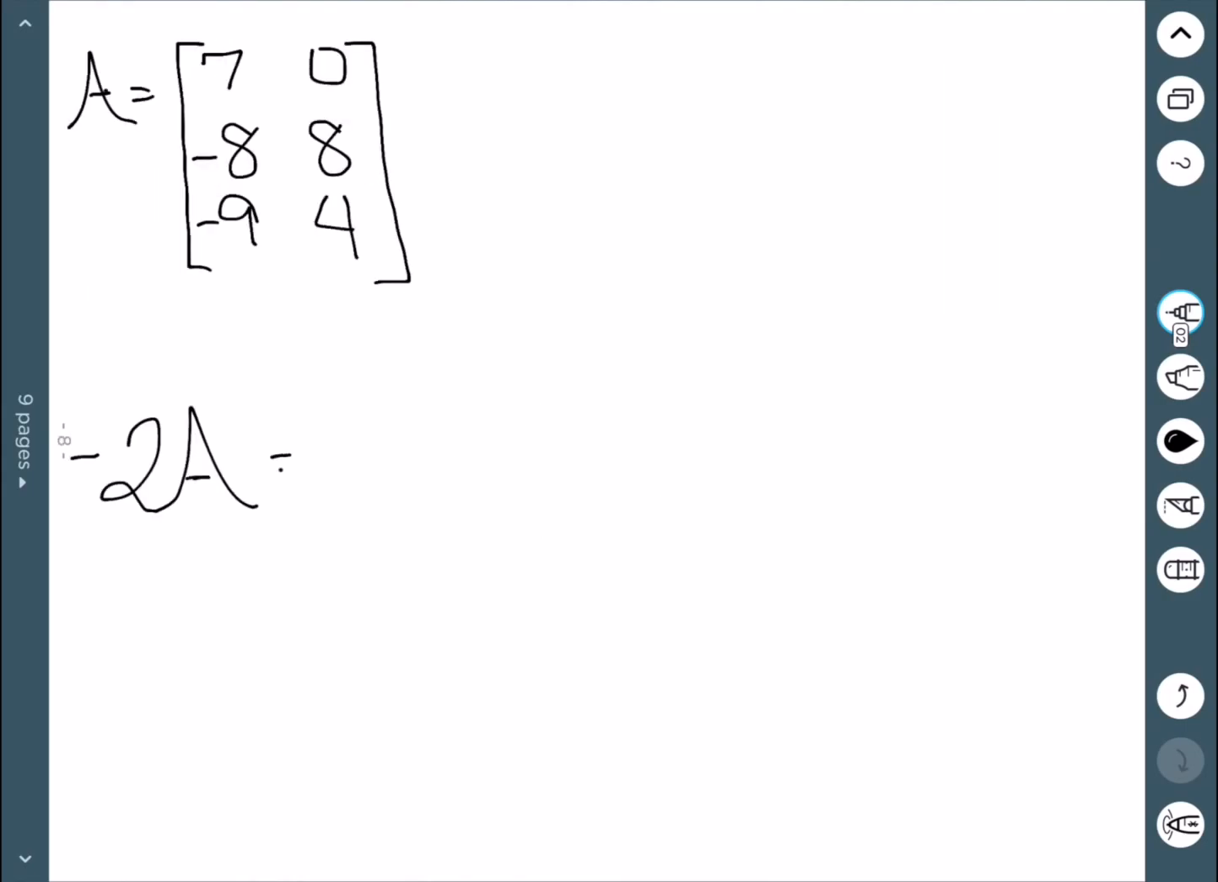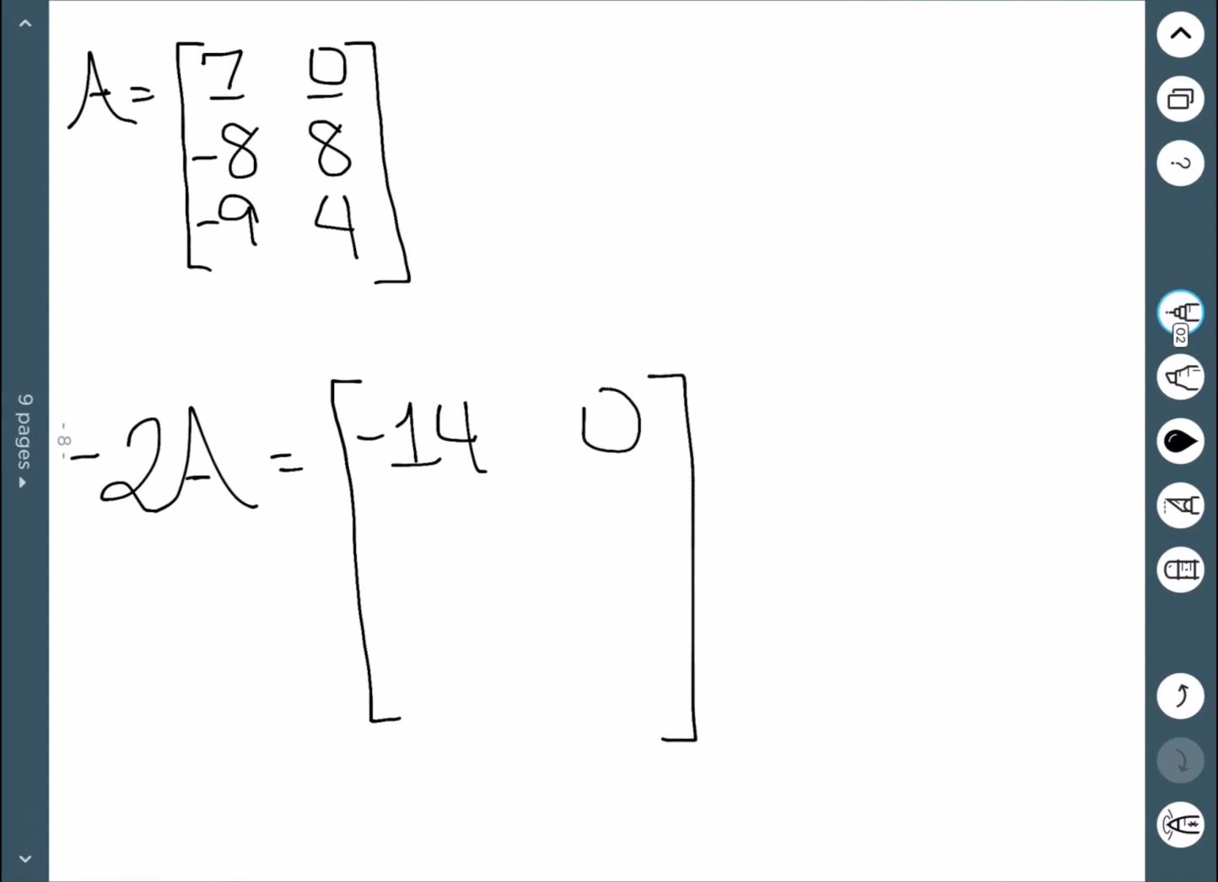For example, we have this matrix A, and if I want to do -2 times A, I would have -2 times 7, which is -14. -2 times 0 is 0. In my second row, -2 times -8 is 16, and -2 times 8 is -16. My last row, -2 times -9 is 18, and -2 times 4 is -8.